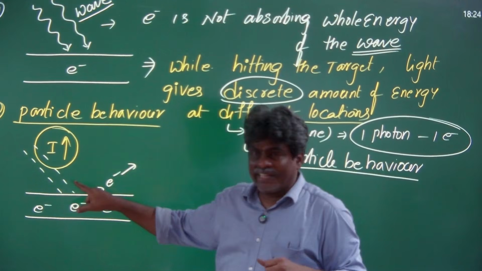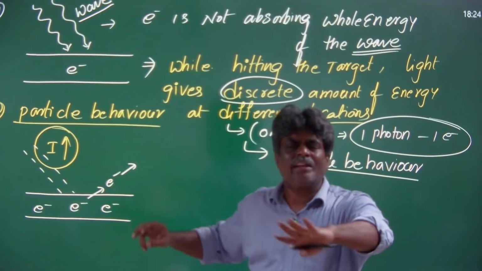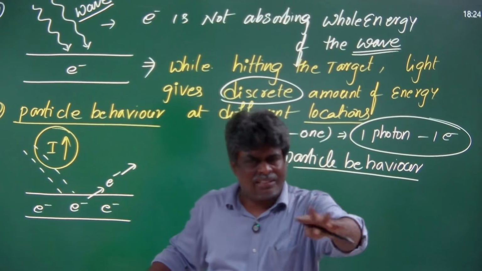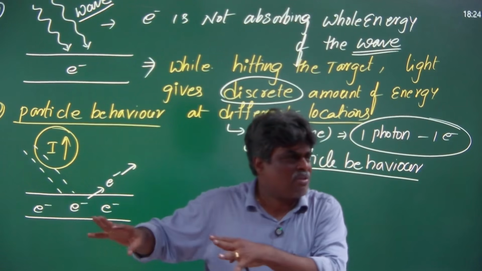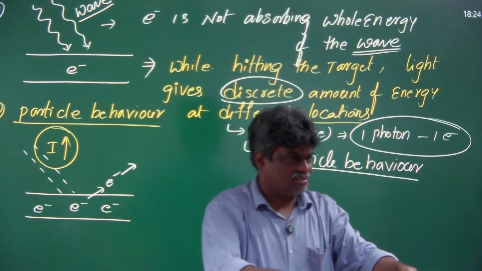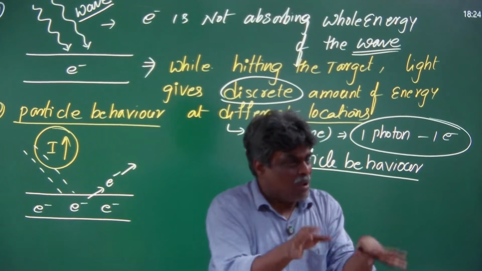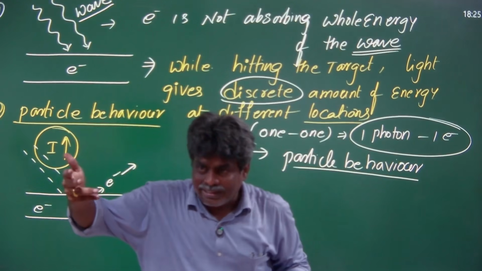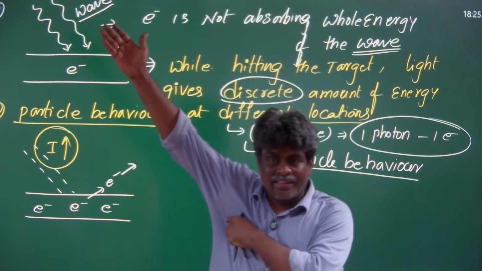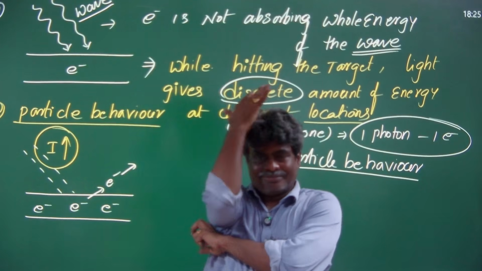Once you decide it is a particle, no matter whether you increase the intensity or not, it is a 1 to 1 interaction. That's why the number of electrons emitted will be fixed. But what did they find experimentally? If you increase the intensity of the light, the number of electrons increases. What is this?